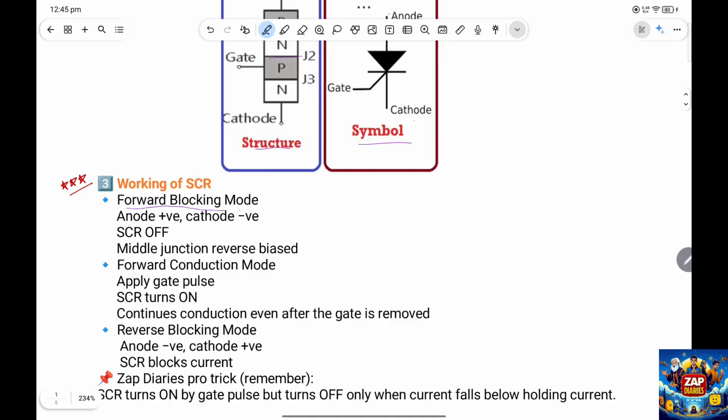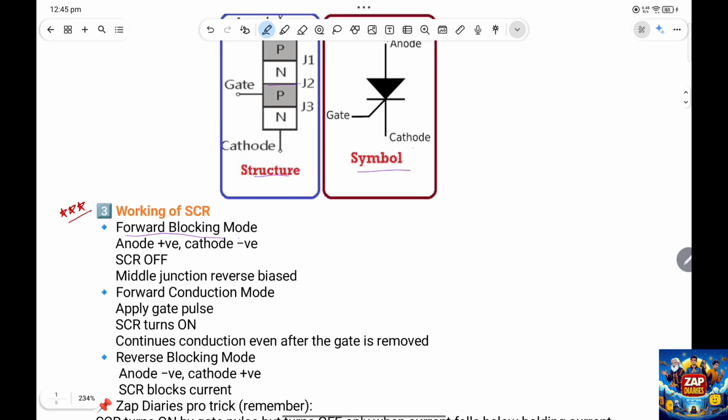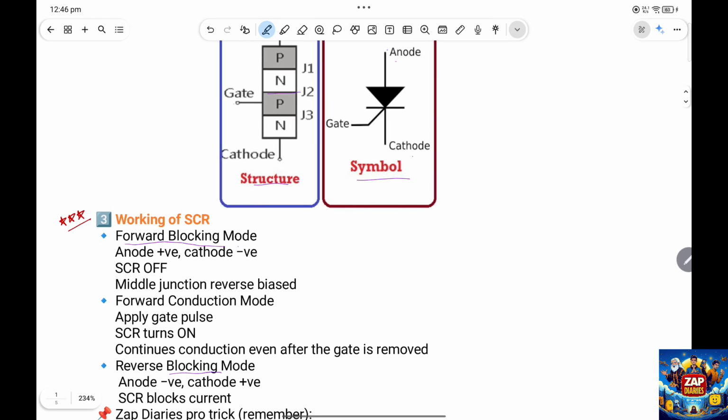Then we have the forward conduction mode, in which we apply a pulse signal to the gate terminal. The SCR turns on, with continuous conduction even after the gate signal is removed. Okay, and then we have the reverse blocking mode, in which we provide negative to the anode and positive to the cathode. The SCR acts as a diode. It blocks the current.